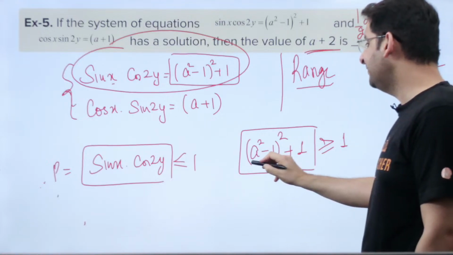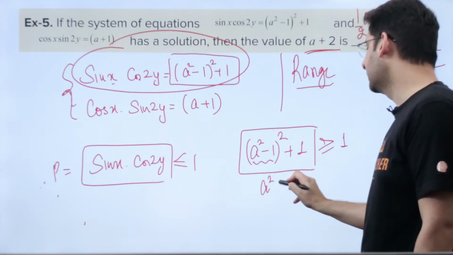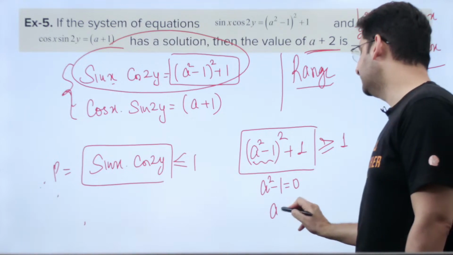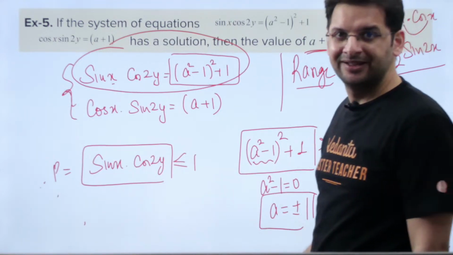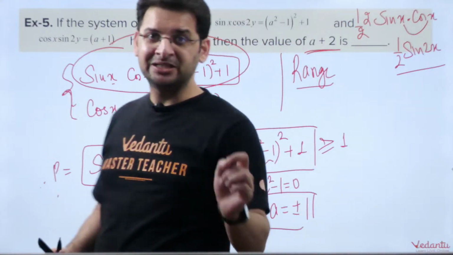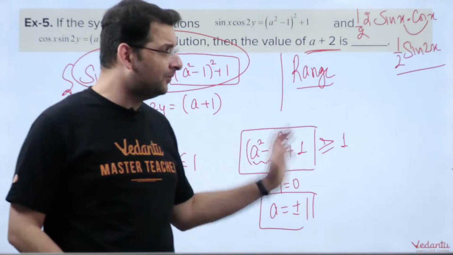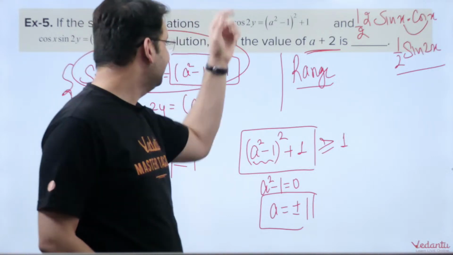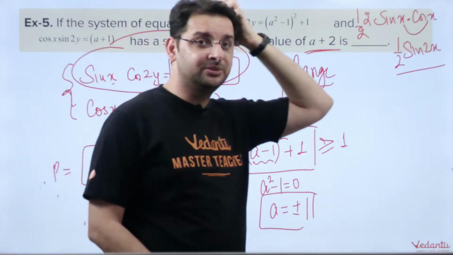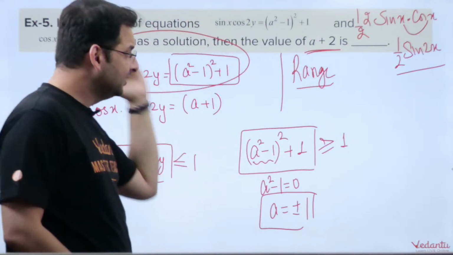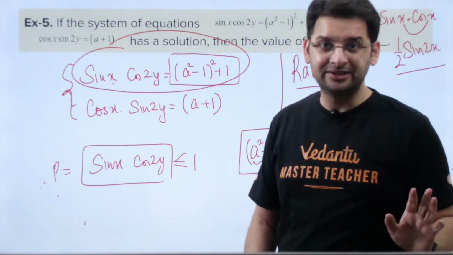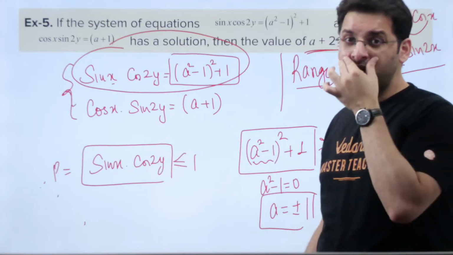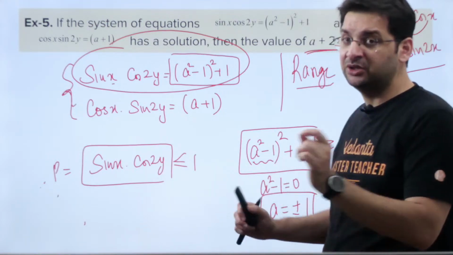Right hand side is 1 when a square minus 1 is 0, or a is plus or minus 1. So a can be either plus 1 or minus 1. So this is very short. If a is any value apart from 1 or minus 1, the first equation is not going to have any solution, because right hand side will be greater than 1 and left hand side will be less than 1. So the first equation is going to have a solution only when a is either plus 1 or minus 1.